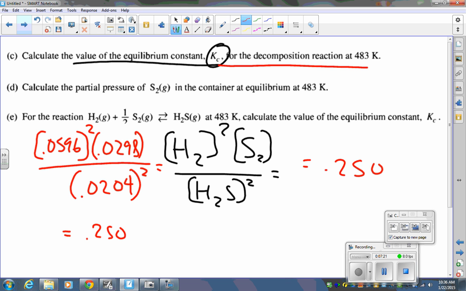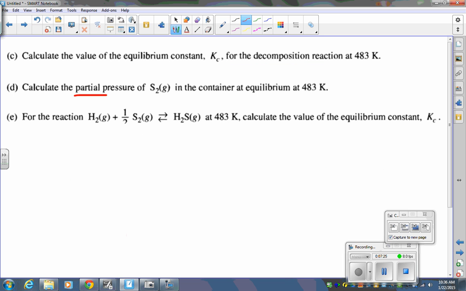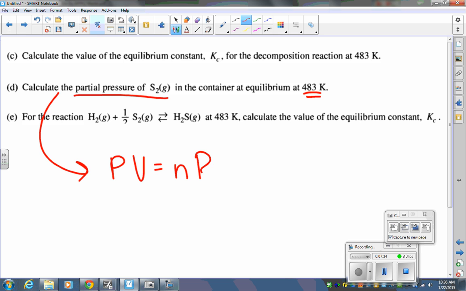The next part of the problem asks me to find the partial pressure of S2. Whenever a gas is not at STP in the AP exam, we're always going to use PV = nRT to find the pressure of a gas, especially if it's a gaseous equilibrium problem. They're going to ask you for the pressure of a gas. It's pretty much what they always do. So really, P is going to be equal to nRT divided by V.